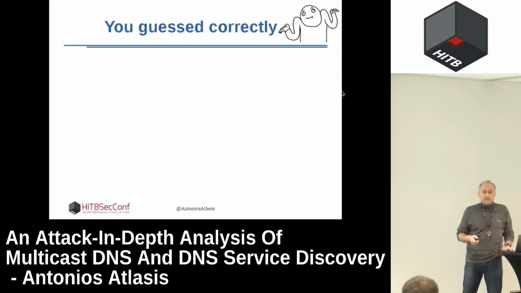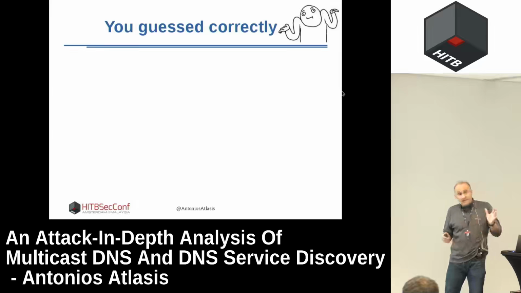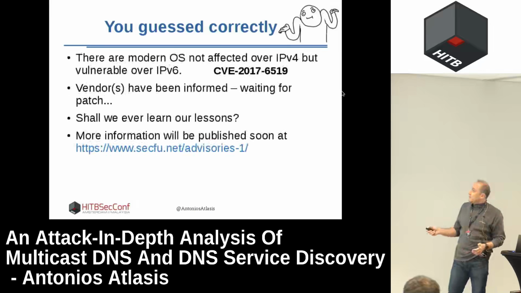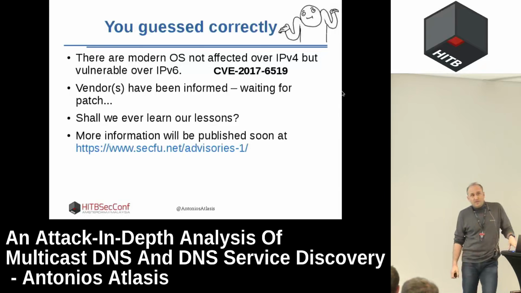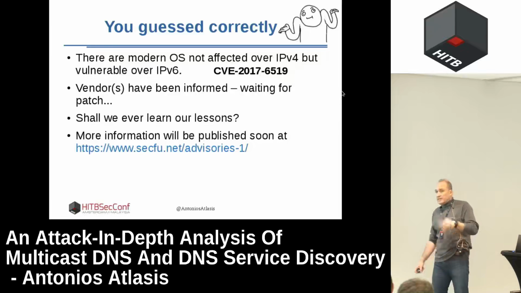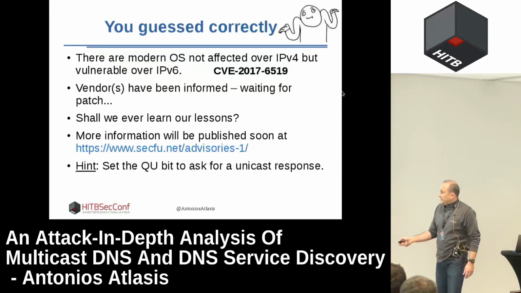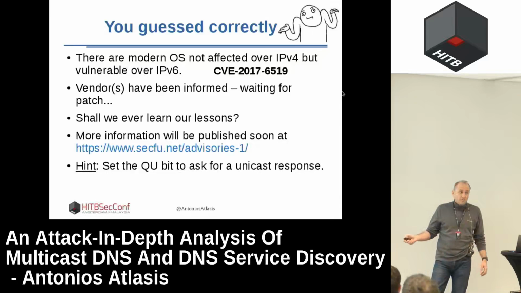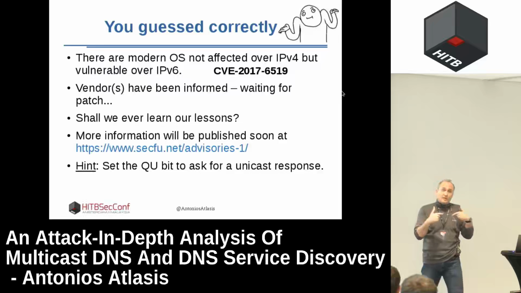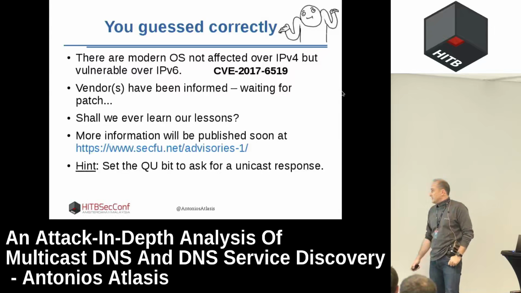All this problem with IPv4 and Multicast DNS, which can be triggered remotely and which has been patched, at least to some extent nowadays, reappears in IPv6. So systems which are not vulnerable over IPv4 were found out to be vulnerable over IPv6. So if you do have their IPv6 addresses, you can still use them in order to interact with them remotely and launch any kind of the attacks that we described in the beginning. A kind of hint here, in order to force a unicast response, because it is not only to send a unicast query and this query to be accepted, but you also want the response to be a unicast one, you must set this QU bit to your response.